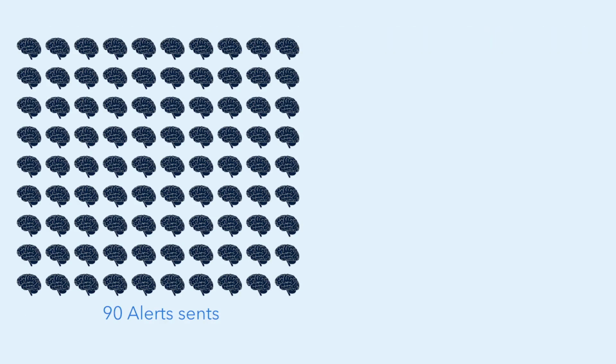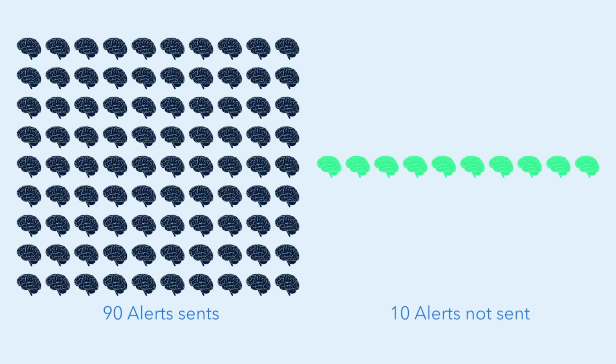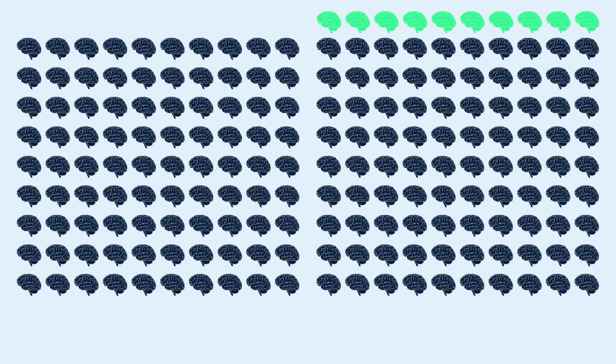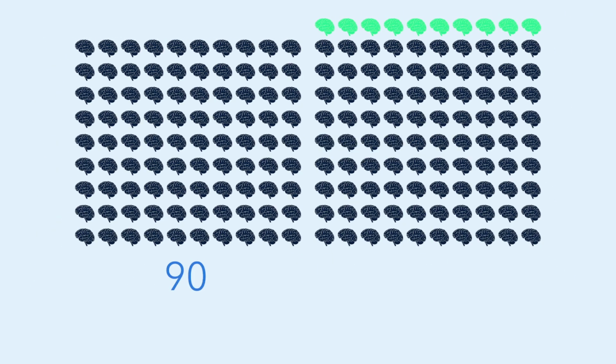These scans will correctly catch 90 of the 100 strokes, leaving 10 of the strokes as false negatives. This is the sensitivity, the percentage of true positives from all strokes. In this case, the sensitivity is 90%. In other words, 90% of strokes will be identified as such when tested.